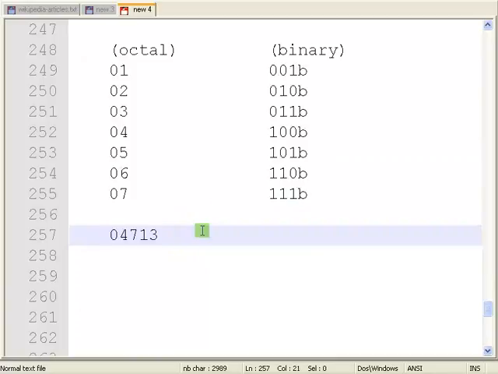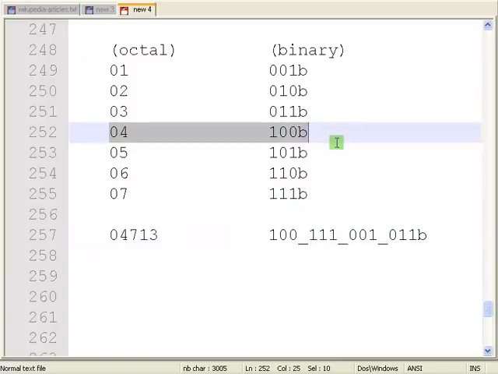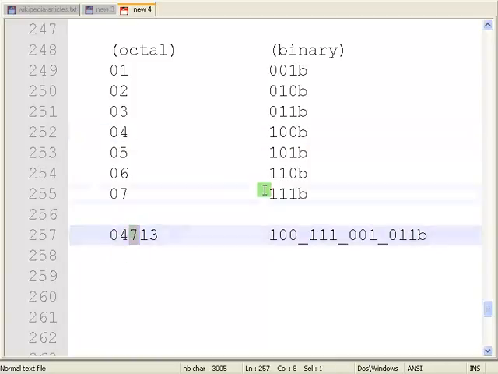So we have octal 4713. In binary, that would be 1001110011011. And I simply did this by looking at 4 here. 4 is equal to 100B, and then octal 7 is equal to 111B, and octal 1 is equal to 001 binary, and octal 3 is equal to 011 binary.